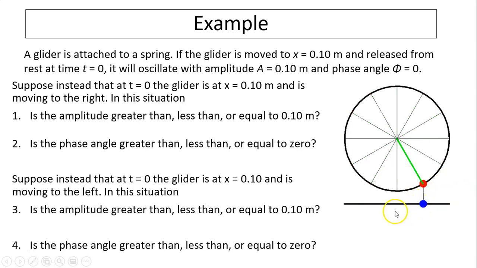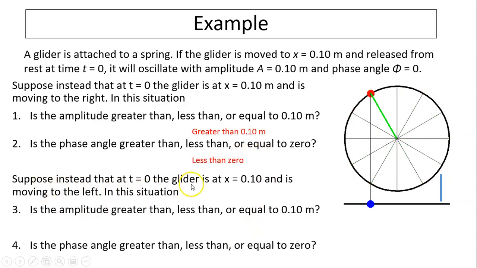Okay, let's take a look. What does it mean when it's moving to the right? It has to be moving to the right here, and its position is at 0.1, so maybe it's over here, right? Somewhere over here. So is the amplitude greater than or less than 0.1? Amplitude is here, so amplitude is greater than 0.1. Is the phase angle greater than, less than, or equal to 0? Phase is below the horizontal because it's going to the right. So it has to be less than 0.